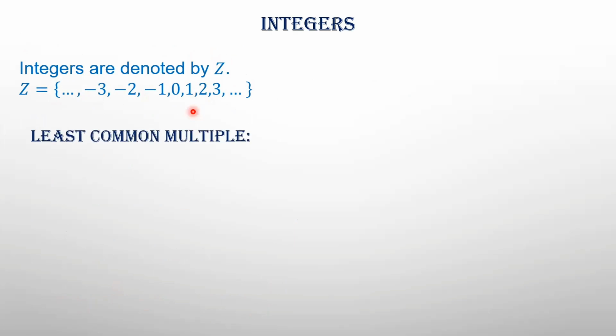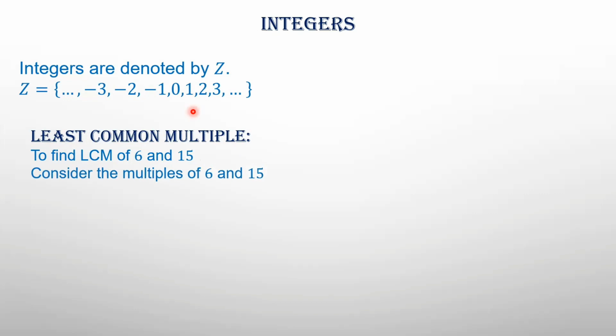Now let's see what the least common multiple is. It is an important concept in mathematics. Least common multiple, we call it LCM also. What is the LCM of 6 and 15? How to find it? Let's see.